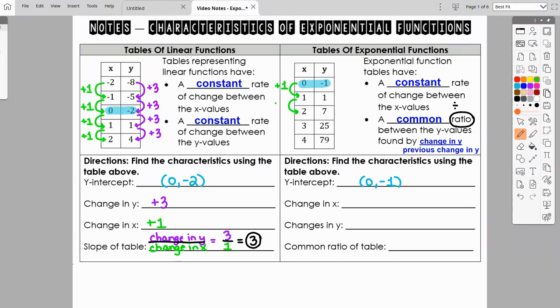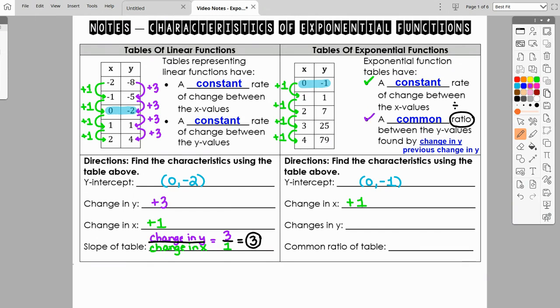How do I get from 1 to 2 is also add 1, change of 1. How I get from 2 to 3 is by adding 1. And then again, how I get from the 3 to the 4, last x value in my table, is by adding 1. So as you see, we have the same constant change for our x values, so that meets the first criteria. The second criteria is we have to have a common ratio here.